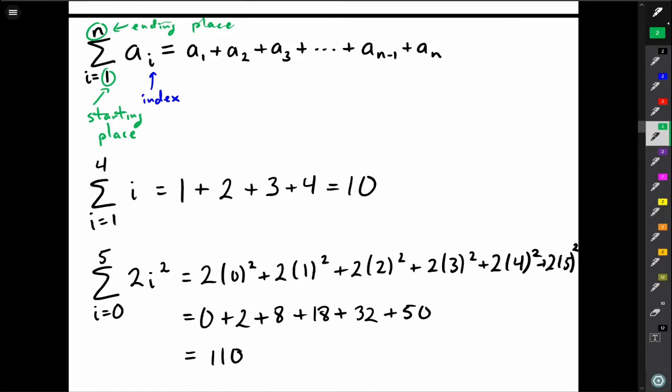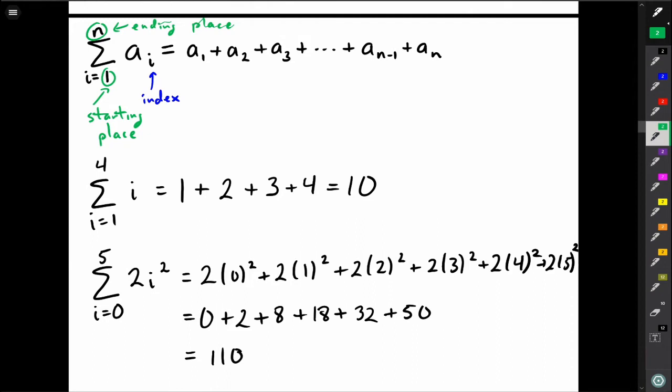All right, let's just do a quick rundown of what sigma notation is. Sigma notation is just a shorthand way to write out a sum of many things together. It starts with a capital sigma, and then we write down the things that we're adding up in a generic formula.